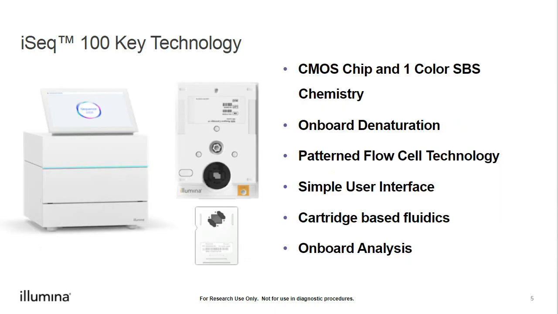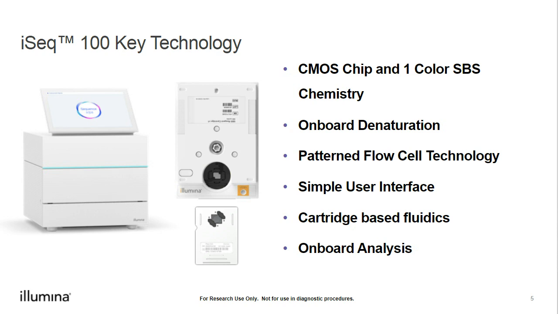Moving on to some of the key technologies on the iSeq 100 instrument. First and foremost is the CMOS chip and the one-color SBS chemistry. We'll have a chunk of our webinar talking about this. It's a really cool piece of technology. Really excited about this on the iSeq 100. We also have onboard denaturation. So we are actually loading double-stranded DNA onto these cartridges here. It's using pattern flow cell technology that was first introduced on the iSeq 4000. It's really cool to get to see that technology coming to this small instrument to really maximize the benefits of this instrument.